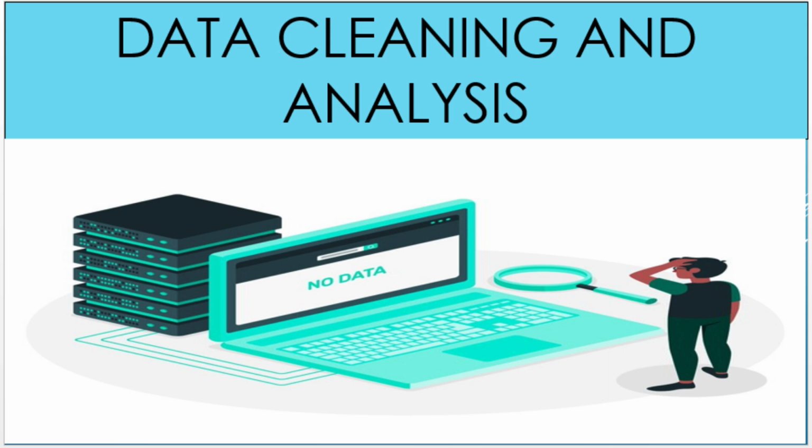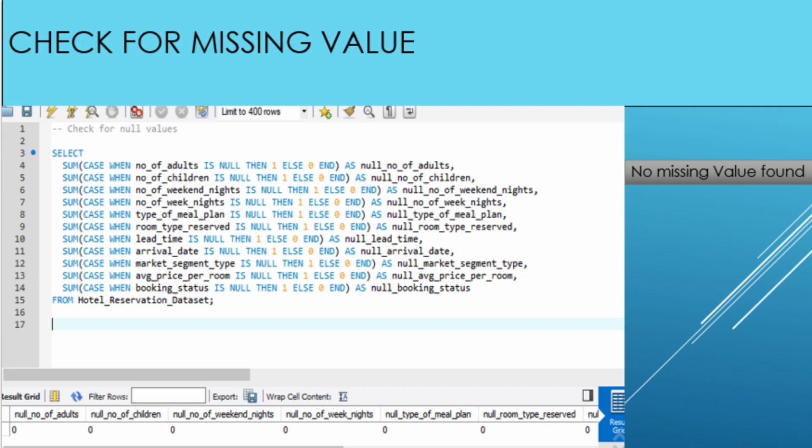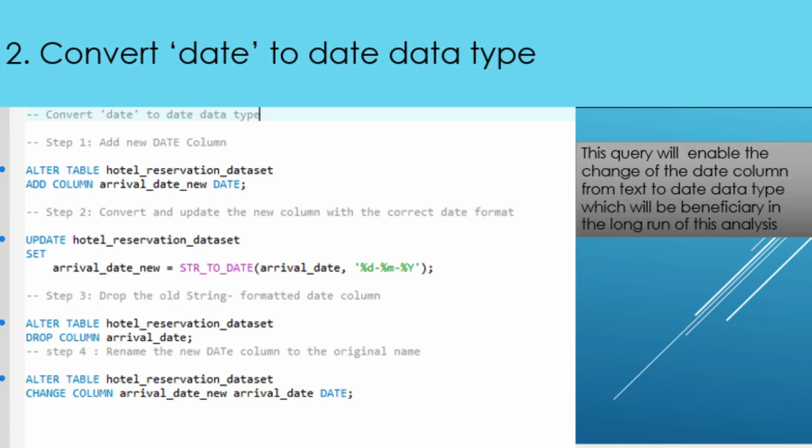The next thing we'll be talking about is data cleaning and analysis. You will agree with me that this analysis will never be complete if there was no cleaning of our data. And the first cleaning that was done is we checked for missing values. At the end of the running of the analysis, using my SQL queries, there was no missing value. Then we moved to convert the date from text to date data type. This will help us in the future run of this analysis.